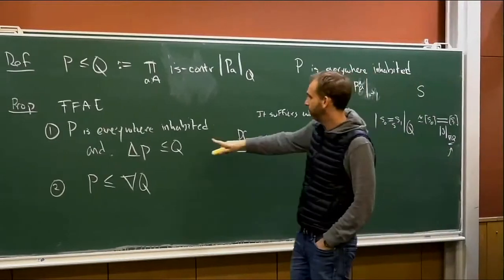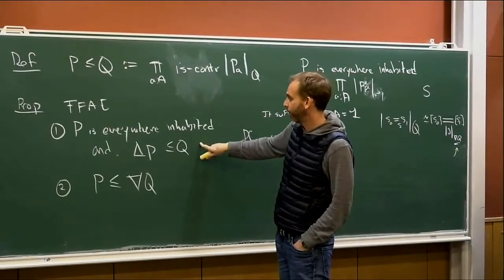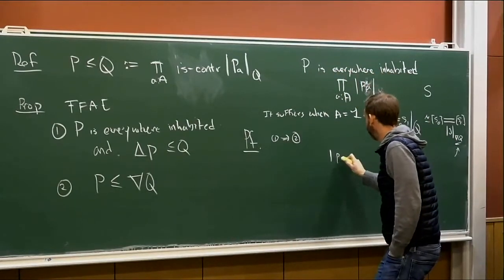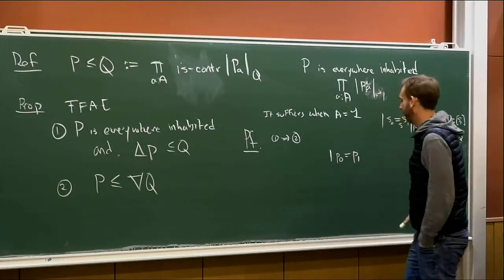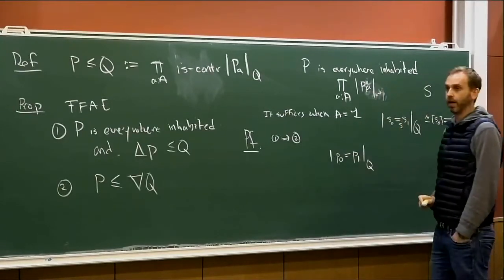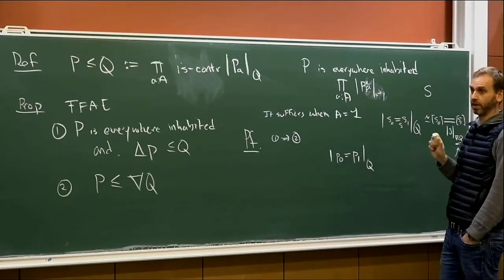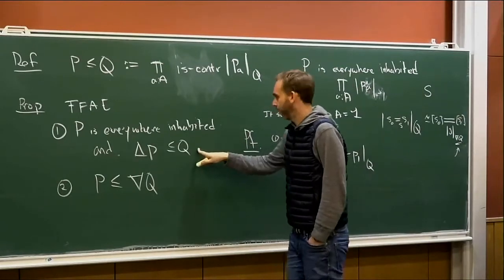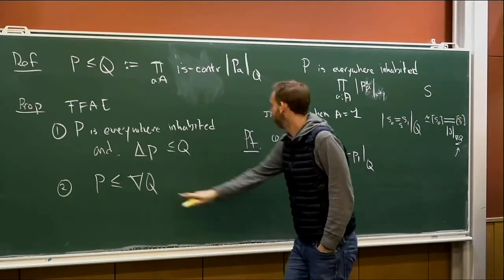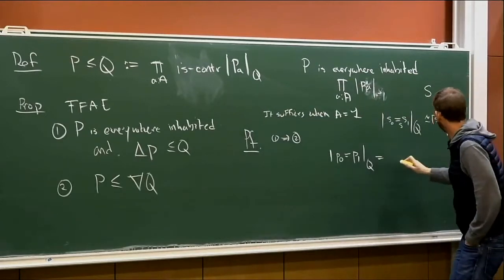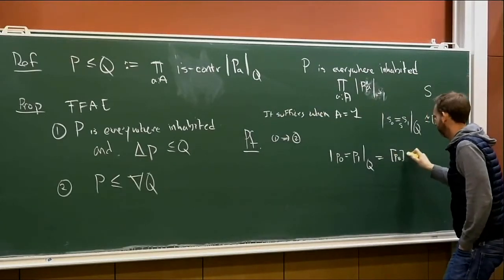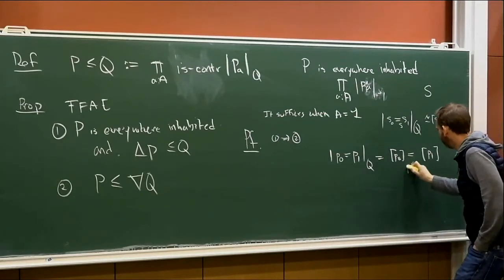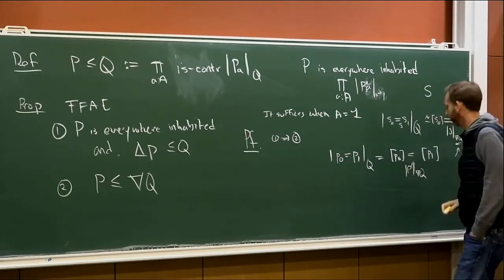I'm trying to show that if P is everywhere inhabited, then the diagonal of P is less than Q. So we're considering in this case a P0 and a P1, and I'm considering its modal reflection, and I'm supposed to show that it's contractible. Well, no, I assume that it's contractible, and I'm supposed to show this relation right here. Okay, so by my formula, I'm just going to use my formula right here. P0 equals P1 in P, but modally reflected as a codiagonal Q.